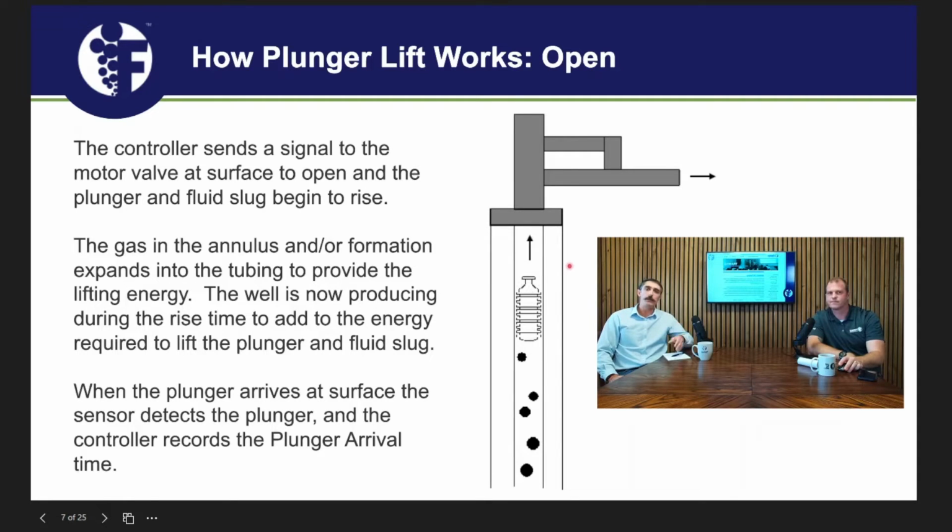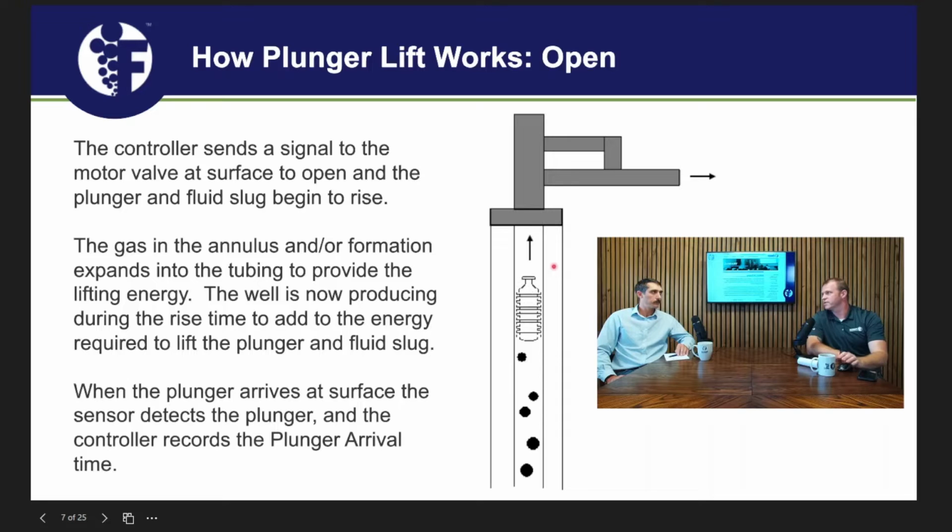So if we've got 45 minutes, that plunger may arrive in 30 or 20 minutes. That's just our safety feature, if you will, so that if it doesn't arrive during that open time, it signals our controller, our automation, whatever it is, and lets us know there's a problem and the plunger didn't arrive. And then we can opt as to how we're going to have the well react after. But typically your open or on time is going to exceed the time that it takes that plunger to arrive to surface. Always.